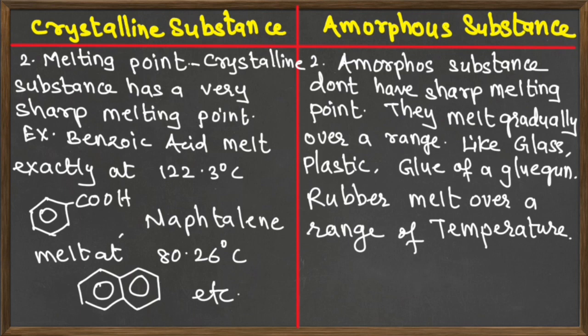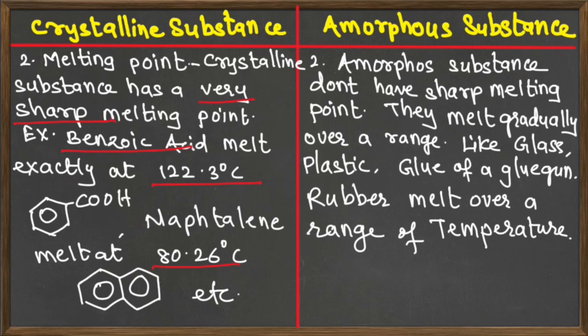The second point of difference is melting point of crystalline substances are very sharp. That benzoic acid, it melts exactly at 122.3 degree centigrade. The naphthalene melts at 80.26 degree centigrade, and many more crystalline substances melt at sharp melting point. We know in case of quality 2 organic analysis, we find out melting point of different organic molecules, and melting point is one of the characteristics to find out or detect which organic compound is present in the given sample.